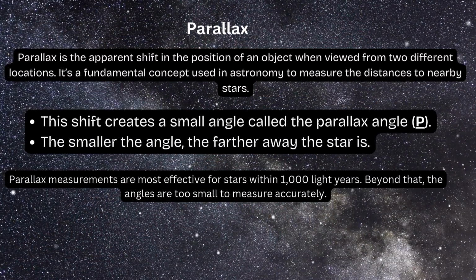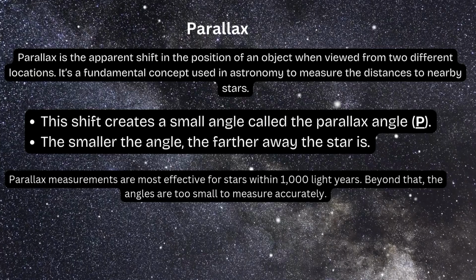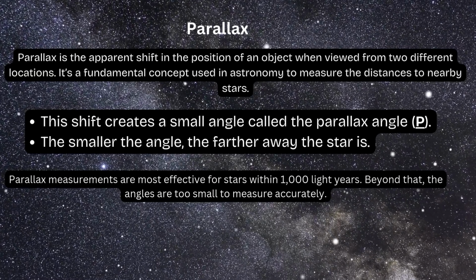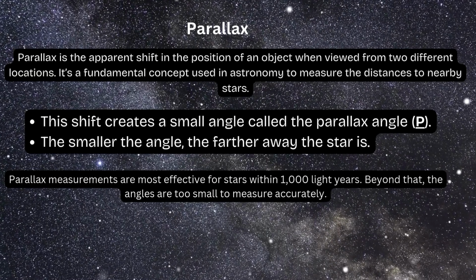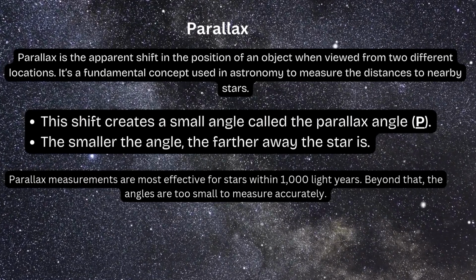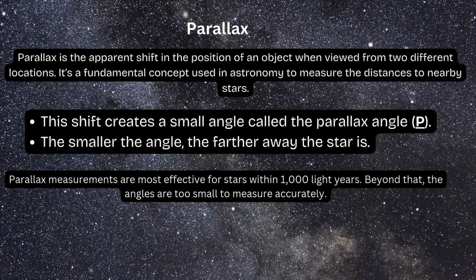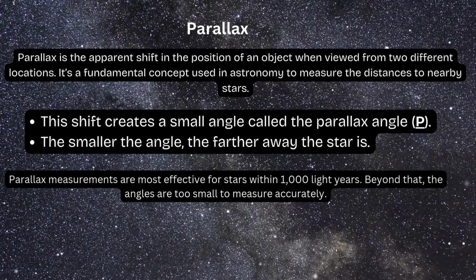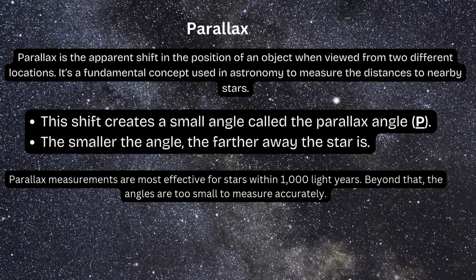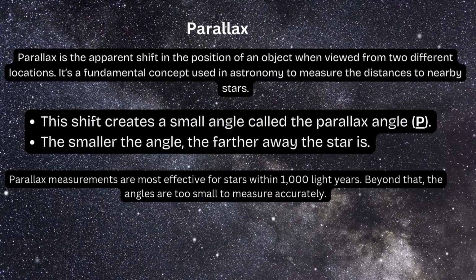First up is parallax. Have you ever held your thumb in front of your face and closed one eye, then the other? Your thumb seems to shift positions. Astronomers use the same principle by observing a nearby star from 2 points in Earth's orbit 6 months apart. They measure how much the star appears to shift against the background of distant stars. The smaller the shift, the farther away the star is. This method works for stars up to a few hundred light years away.